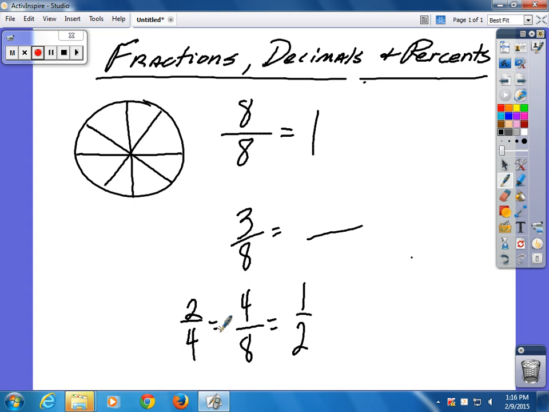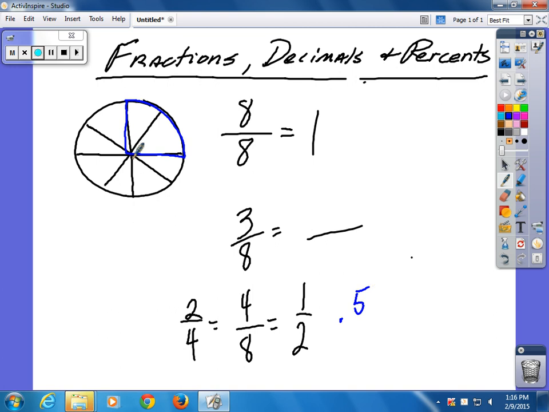Because the 2 out of 4, if you take your handy dandy blue pencil, 2 out of 4 is the same as what? 2 out of 4 is the same as 4 out of 8. See? You still get the same thing, 1/2. Alright? So 2 out of 4, 4 out of 8 still gives you the 1/2, which is 0.5. Okay?